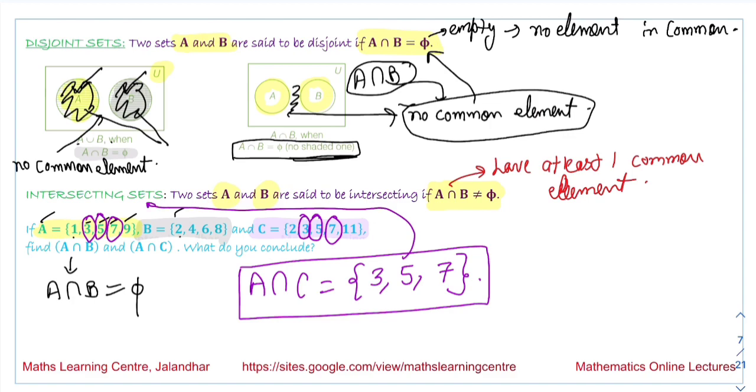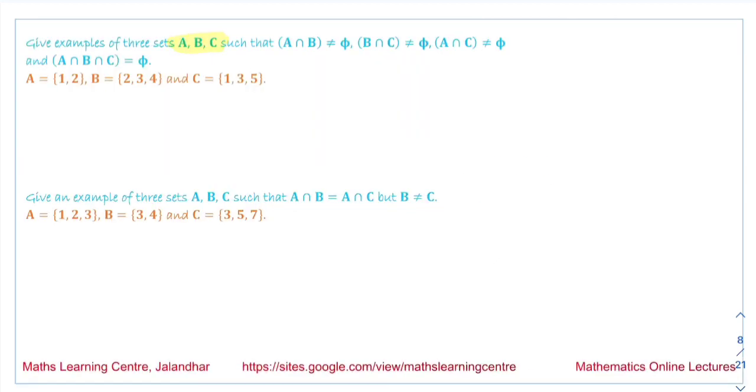Next, we have to give an example of three sets A, B, C such that A intersection B is not equal to phi, B intersection C is not equal to phi, A intersection C is not equal to phi, but the intersection of all three sets A, B, C is equal to phi. So we have given this example over here.